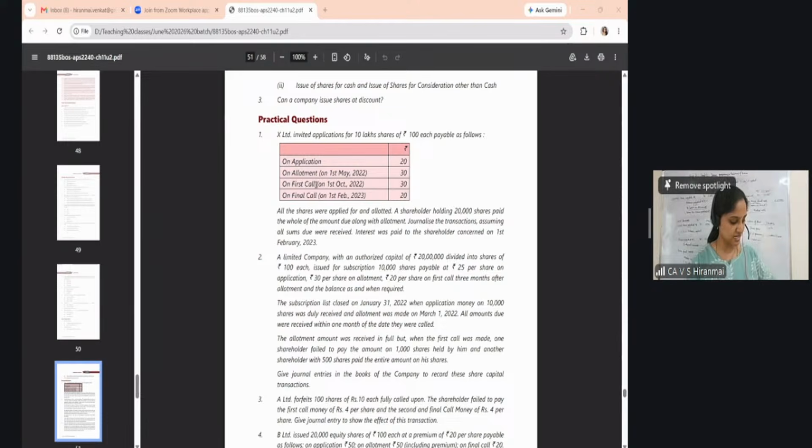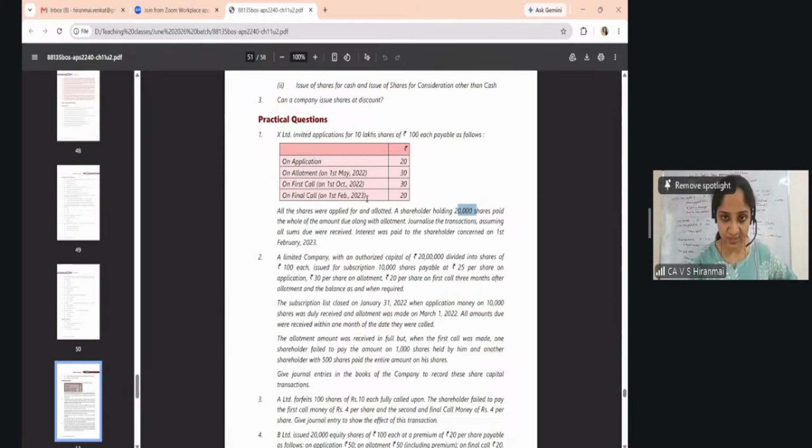So this is a calls in advance concept. The interest is 12%. Along with allotment, they have given the first call and final call amount also. So here there will be interest. First interest will be from 1st May to 1st of October, that is May, June, July, August, September, 5 months of interest you have to pay. This is 30 rupees into 20,000 shares into 12 percent for 5 months.